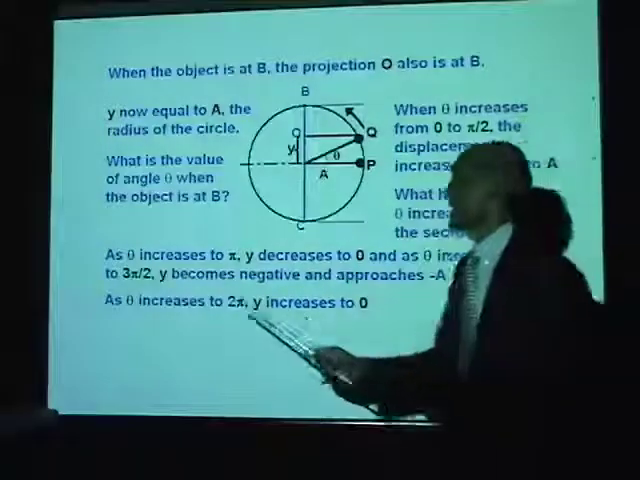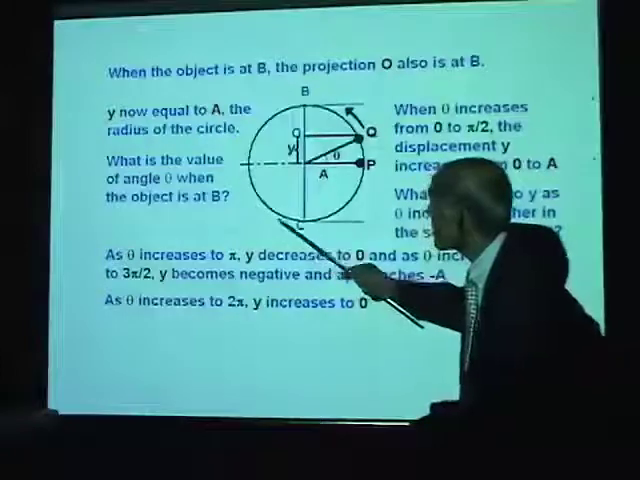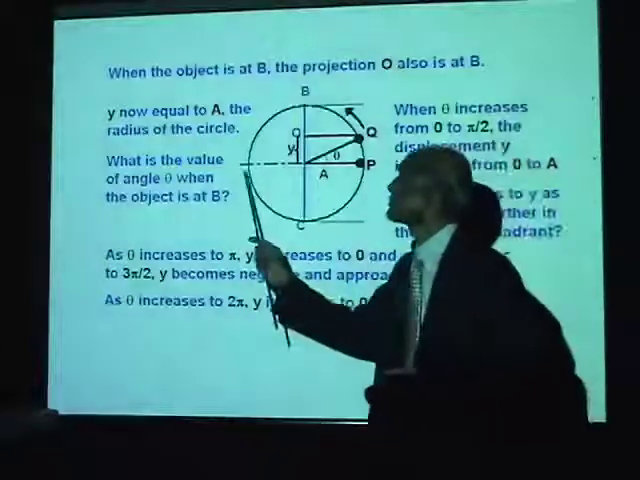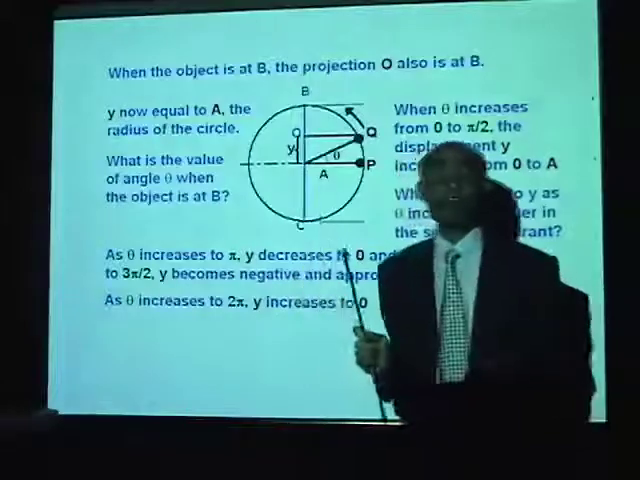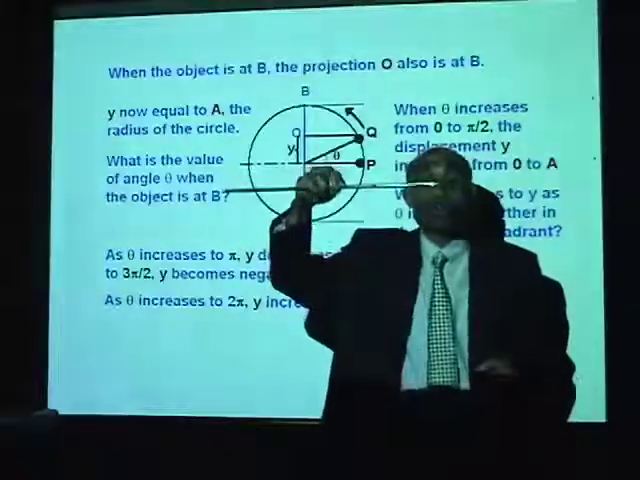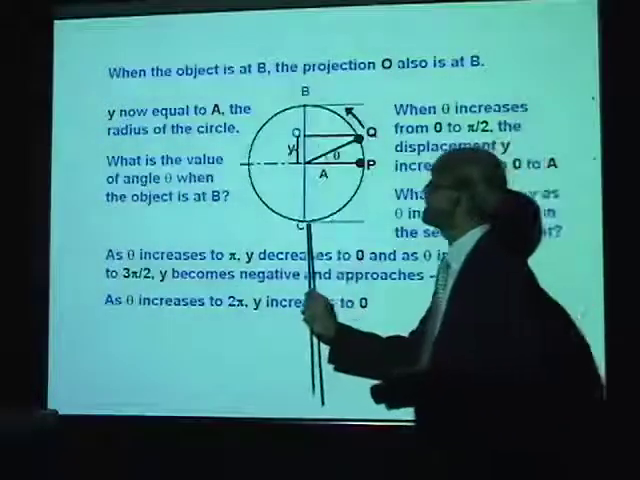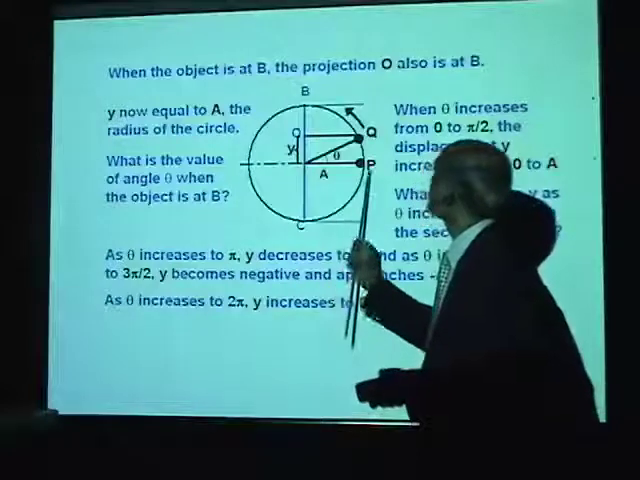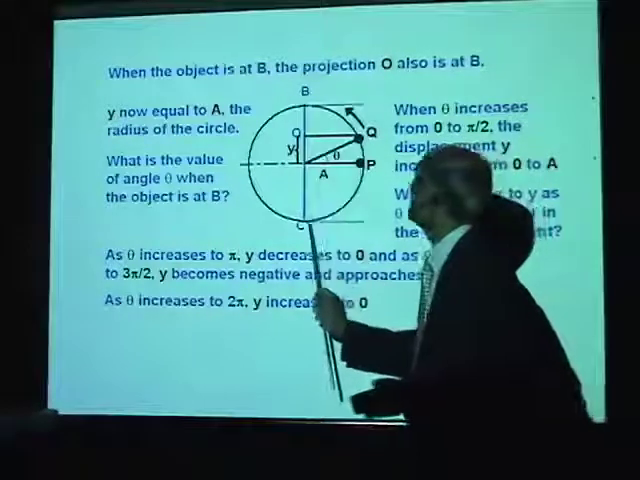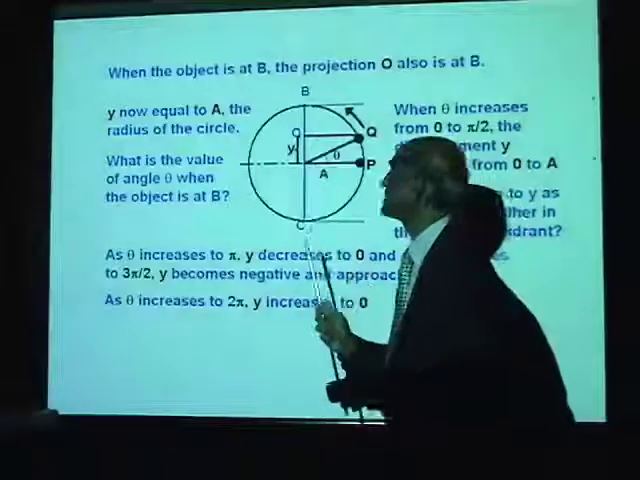And now, as theta increases from pi to 3 pi by 2, can you picture what happens then? O is going to move down. That means the value of y is going to decrease from 0 to negative A. And when the angle increases from 3 pi by 2 to 2 pi, the value of y is going to increase from negative A to 0.